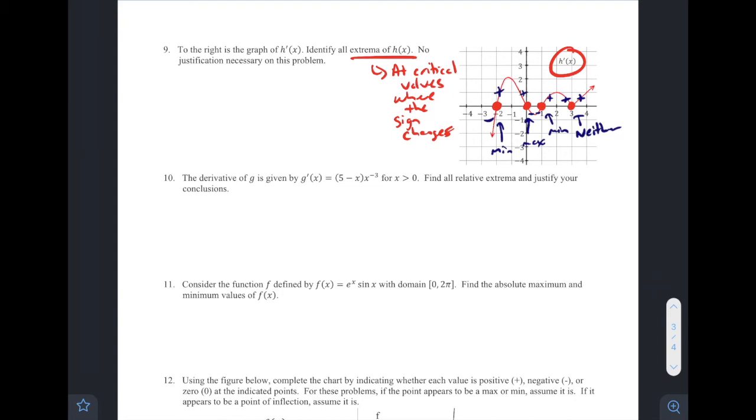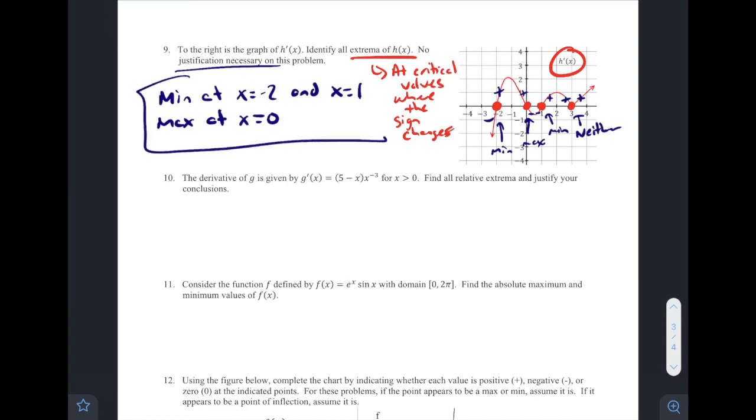So to conclude, no justification is necessary. Well, I've explained it verbally, but we know that there is a min at x equals -2. We've got a max at x equals 0, and we've got another min at x equals 1. So that would be our conclusions for this. If we did need to justify on this, we would reference the fact that how the derivative is changing from negative to positive, how it's switching signs. Negative to positive would be a minimum, positive to negative would be a maximum.